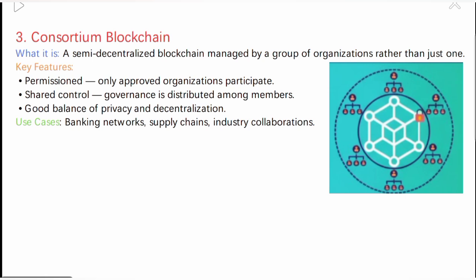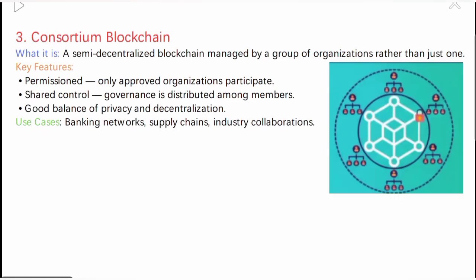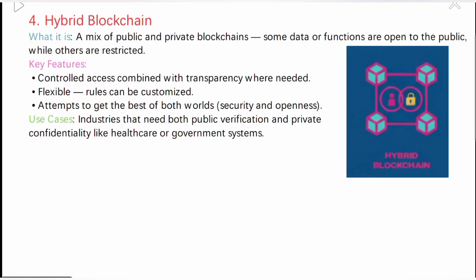Next, good balance of privacy and decentralization. So it has a good balance of both privacy and decentralization. The use cases are banking networks, supply chains and industry collaborations. Next, hybrid blockchain.